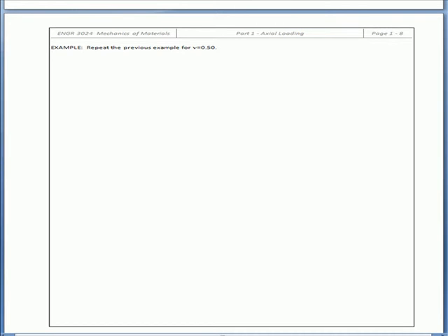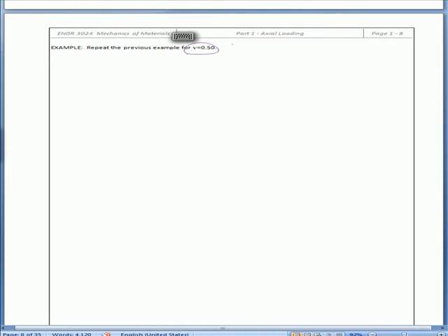This video is continuing the example from 1.7 and repeating it for a sample with the same dimensions, but now a Poisson's ratio of 0.5. So, in this example, it is the same loading, which is an axial load of 1,000 pounds, and the same original dimensions. So with all that being the same, the cross-sectional area has to be the same.